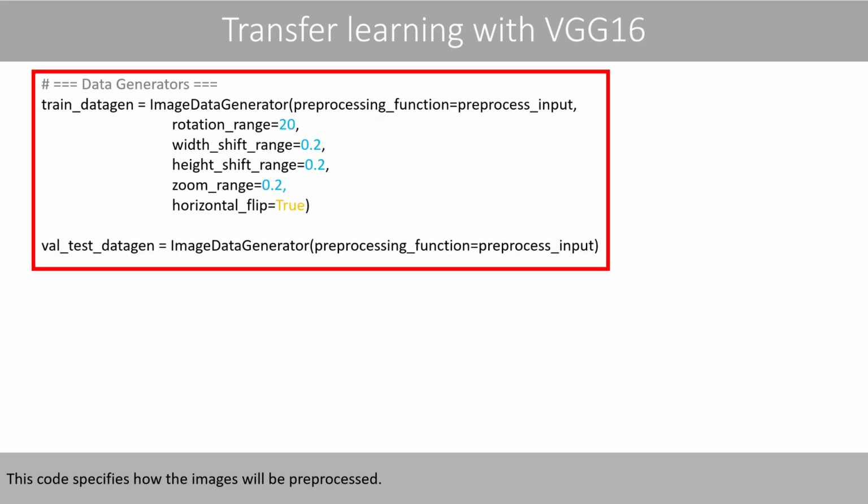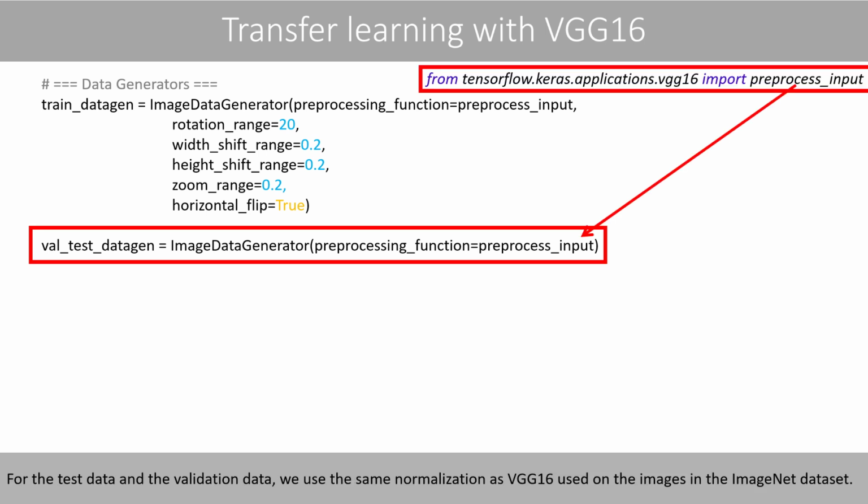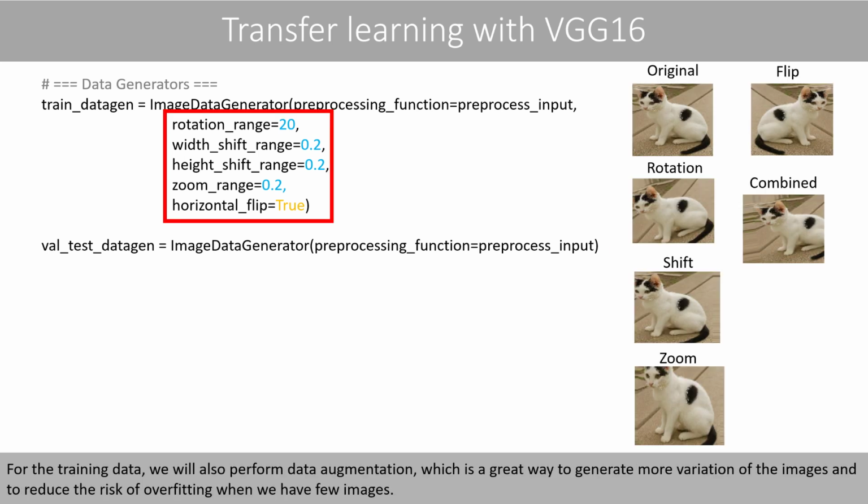This code specifies how the images will be pre-processed. For the test dataset and the validation data, we use the same normalization as VGG used on the images in the ImageNet dataset. For the training data, we will also perform data augmentation, which is a great way to generate more variation of the images and to reduce the risk of overfitting when we have few images.